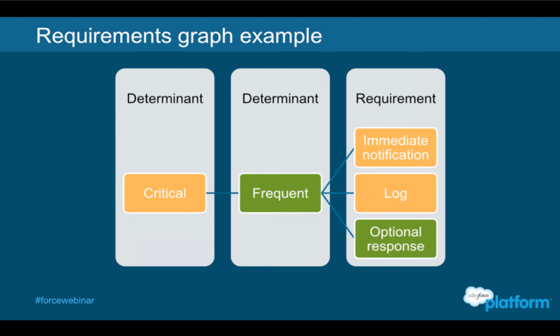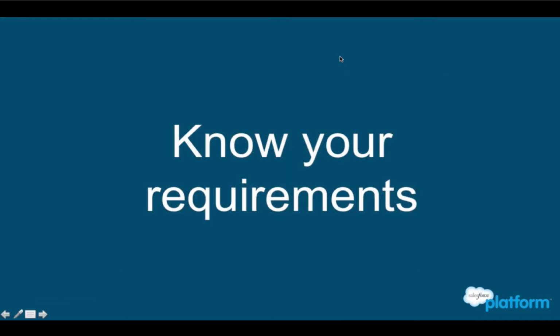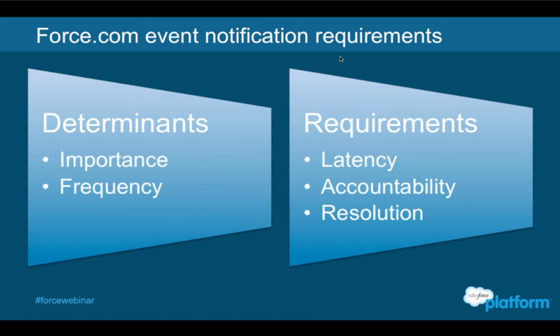But it gets a bit trickier when you have contrasting determinants. Say you have critical events that happen frequently. In cases like this, you're going to have to carefully consider the requirements that make sense in your situation. And you might have to decide to do things like immediate notification, maybe log who gets alerts, but have responses be optional. The really important thing to remember from this entire section, that I want you to take away, is you need to know your requirements. You have to put that effort in up front. You have to go off and do the discovery process before you start building your solution.